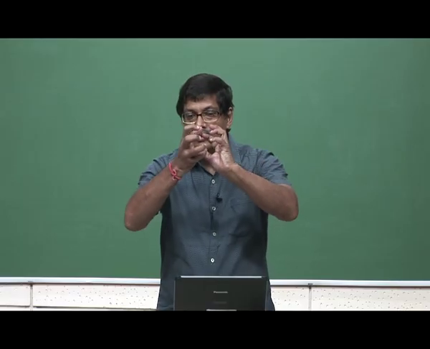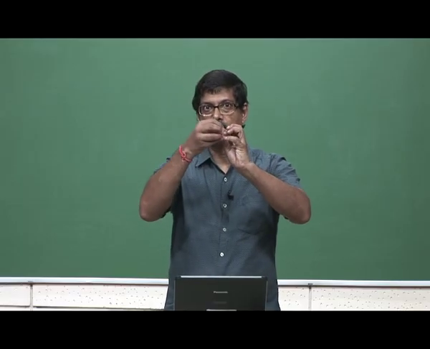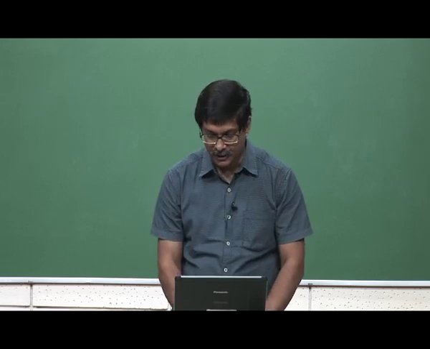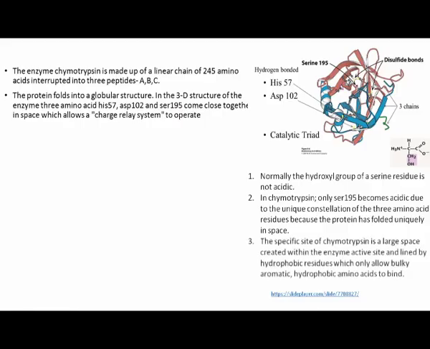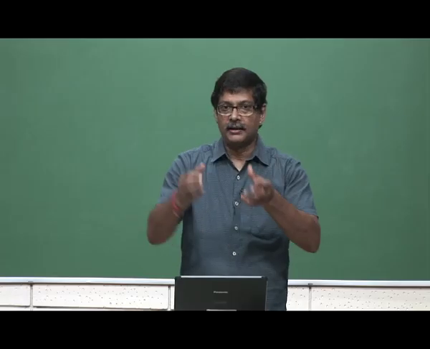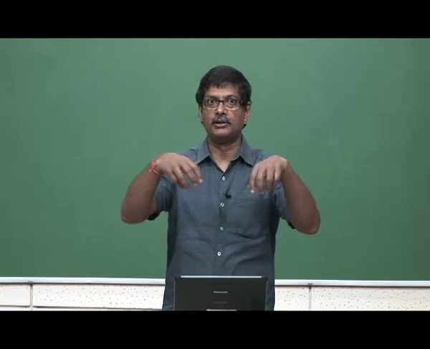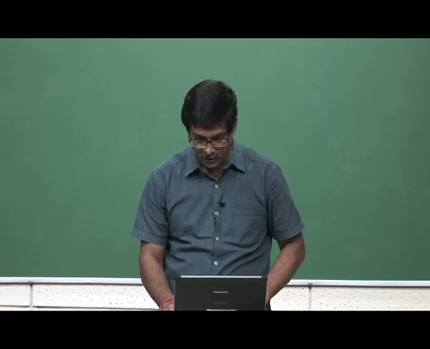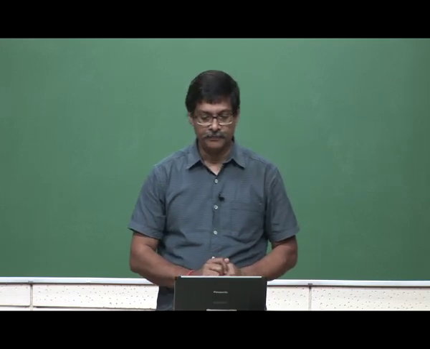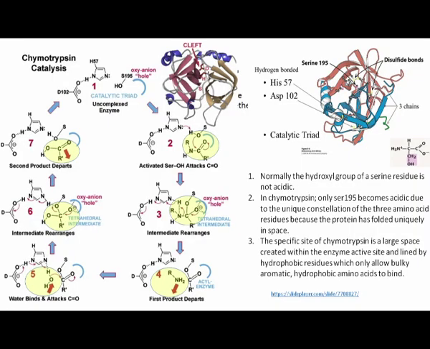So, when it folds, this serine comes in close proximity to the histidine and the aspartic acid. The specific site of chymotrypsin is a large space created in which these 3 amino acids are right there, and then a large hydrophobic group like the tryptophan, tyrosine and phenylalanine can come and sit there, and this is the mode of action. You need not worry about the exact details of this mode of action, but in general.